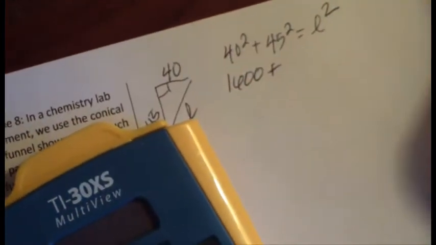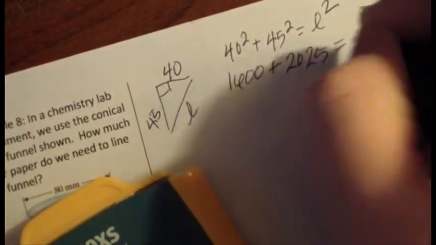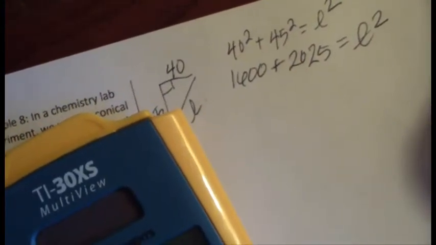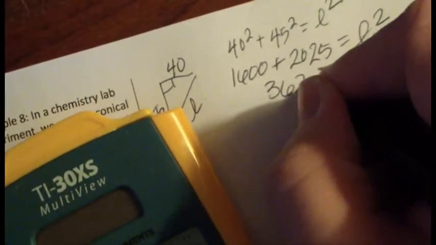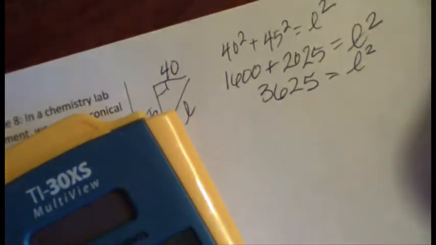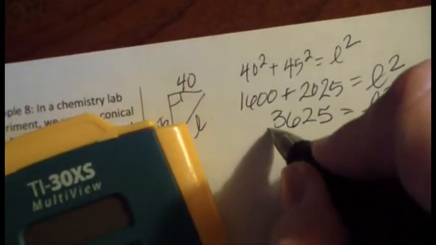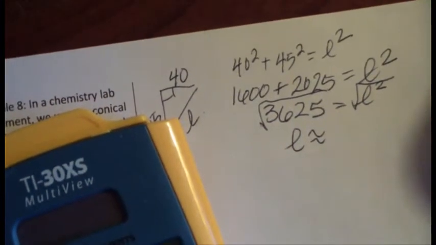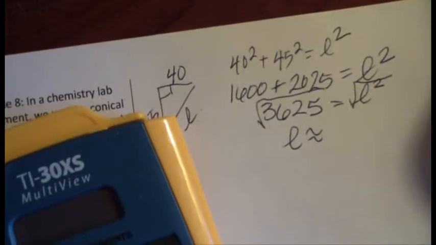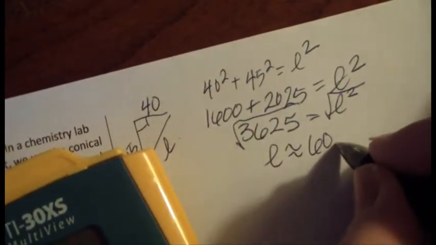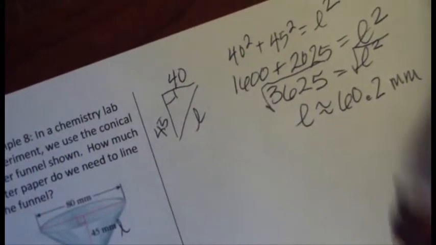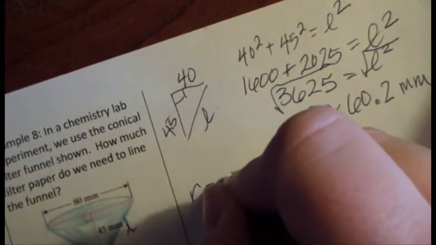Okay, so 40 squared is 1600. 45 squared is 2025. And that equals L squared. So add those together: 3625 is equal to L squared. To get L by itself, we're going to take the square root on both sides. And approximately 60.2 is our slant height, 60.2 millimeters. And we know our radius is 40 millimeters.